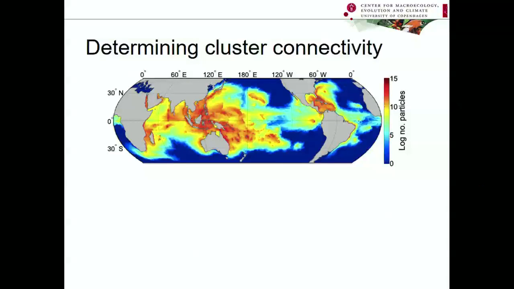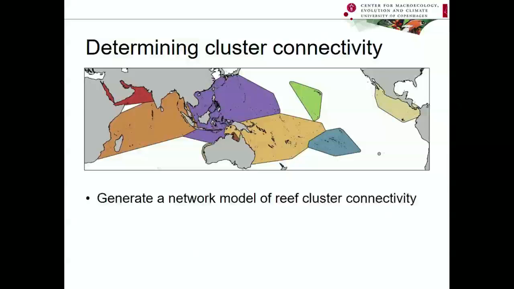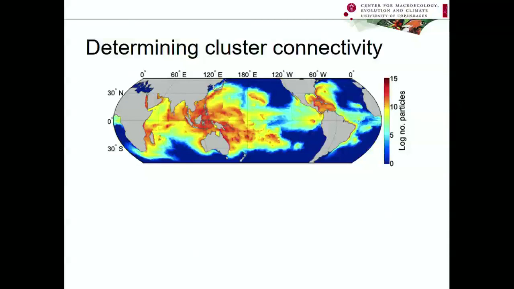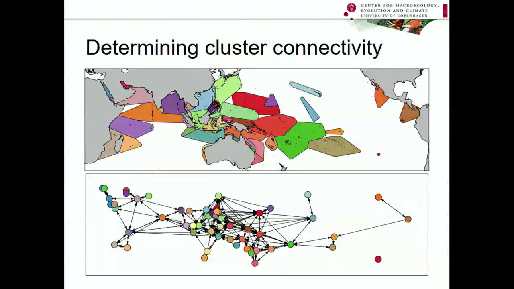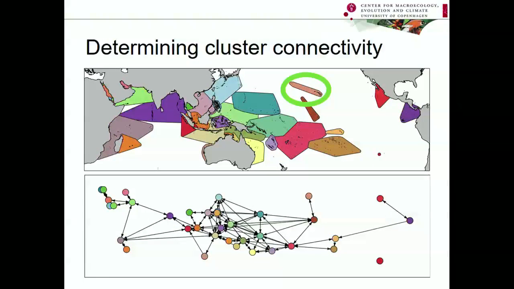So having generated those clusters, I determine their connectivity using the Wood et al. data, and generate network models of connectivity, where the nodes represent the clusters from above, and the arrows indicate the exchange of larvae between clusters. So I do that for all of those cluster sets.